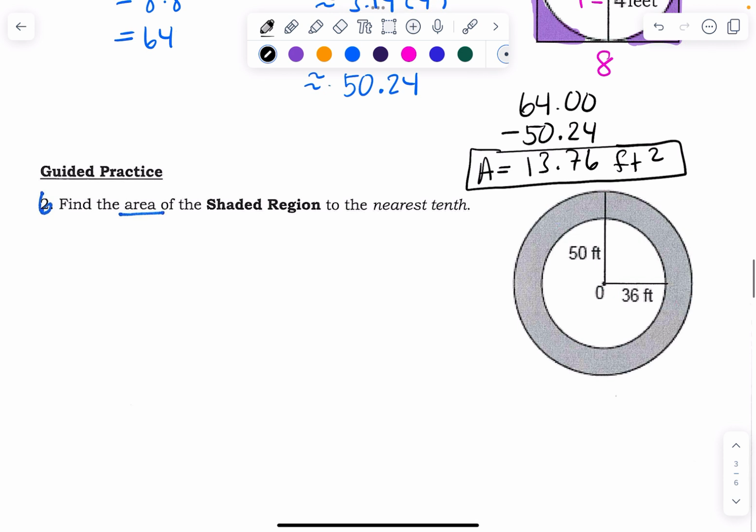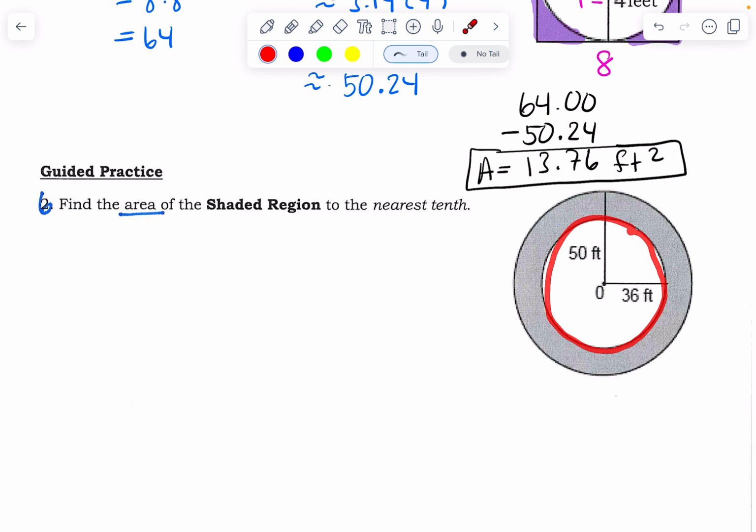All right, number 6, find the area of the shaded region to the nearest tenth. All right, I spy with my eye an inner circle with a radius of 36, and I see an outside circle with a radius of 50. Do you see it too? I'm going to say r equals 36 and r equals 50. So I need to run the circle formula 2 times.